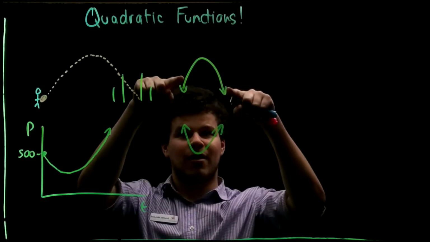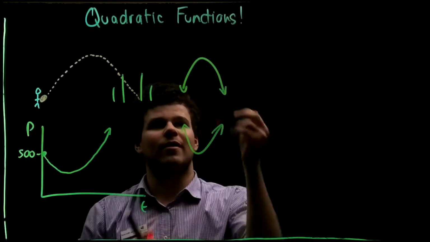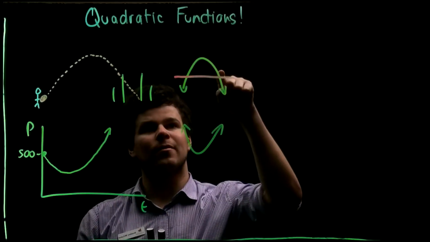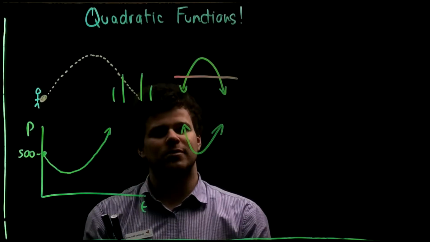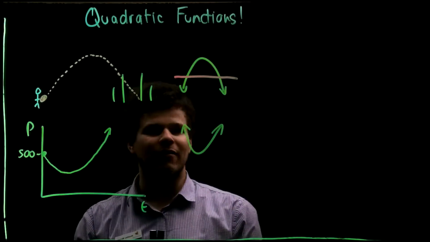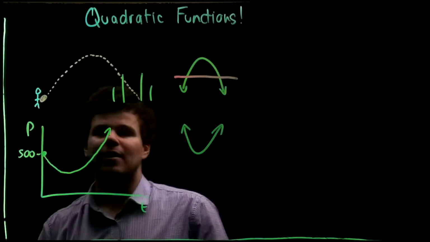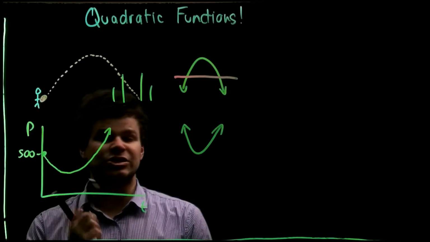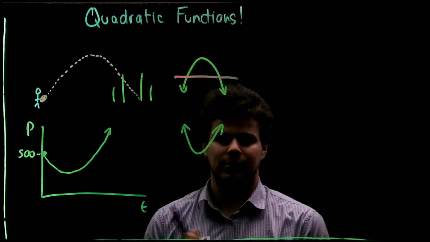If the ground is here and you put a line through, our quadratic is actually this shape, but not the forever downwards. It would be if there was a hole in the ground and the ball could keep going, but that's not the case. So that is the general shape of a quadratic.